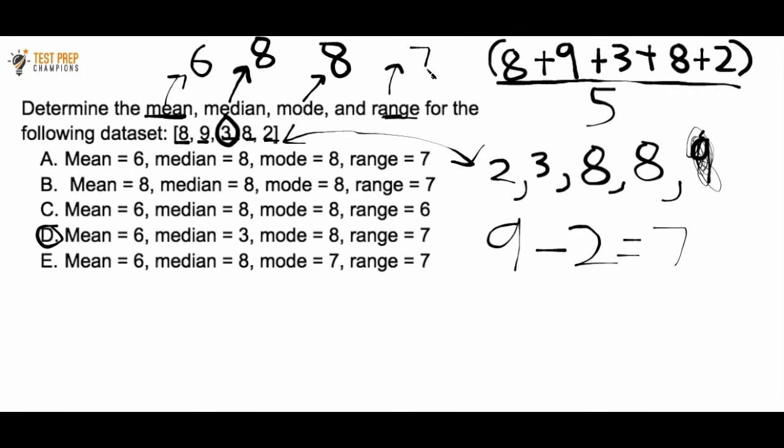So the answer that's going to be correct here: the mean should be 6, the median should be 8, the mode should be 8, and the range should be 7. So answer choice A is the correct answer.